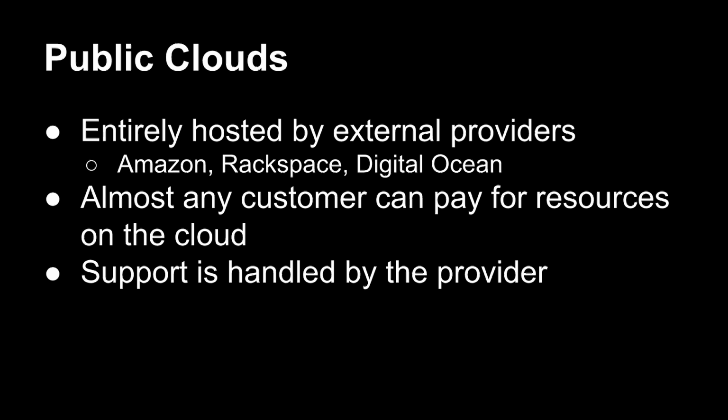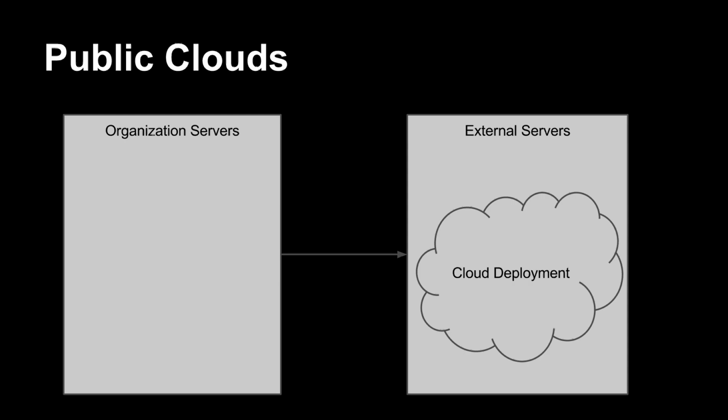So in a public cloud, if you have your organization's servers on the left, the external servers, for example Rackspace or AWS, handle all of the deployment. You would use their web console or their APIs to spin up new resources and deploy your application, and you wouldn't need to provide any of your own hardware.